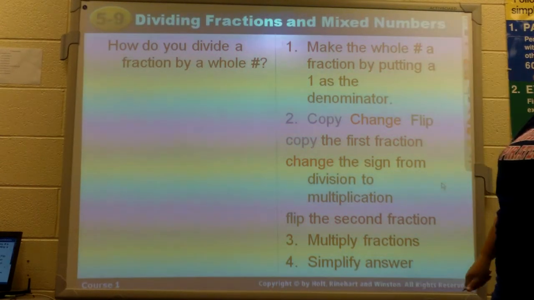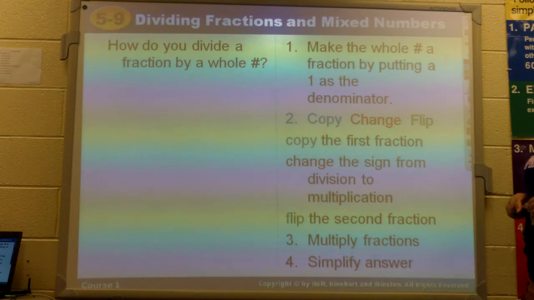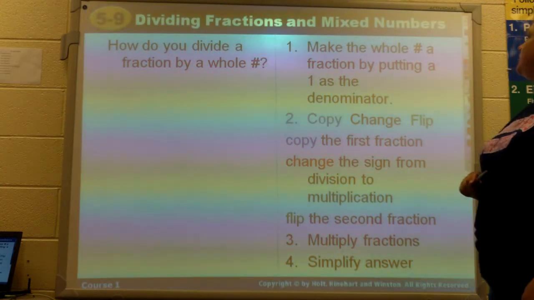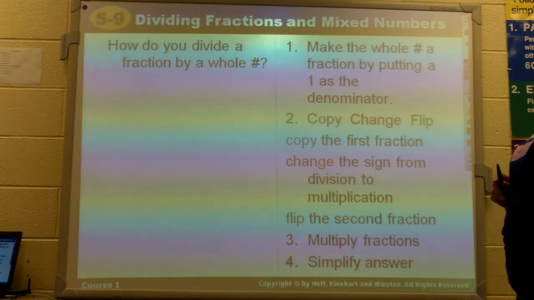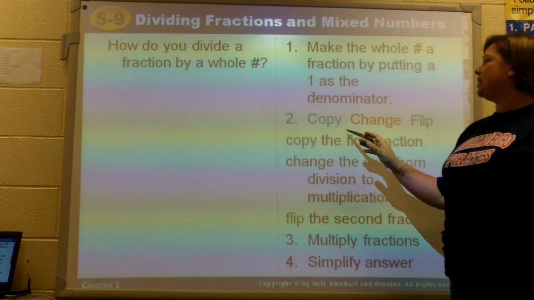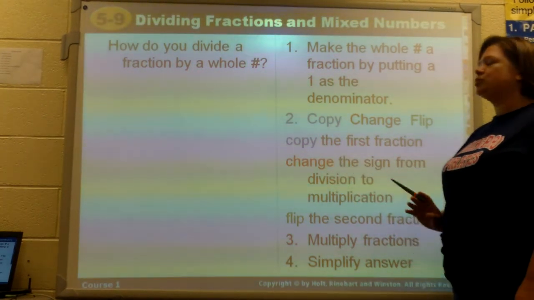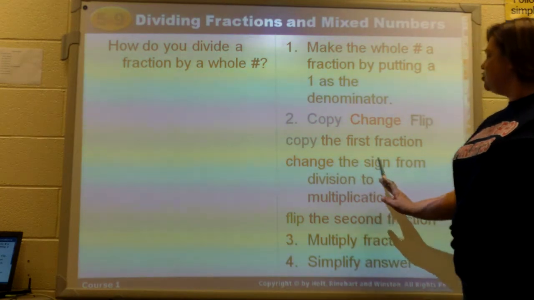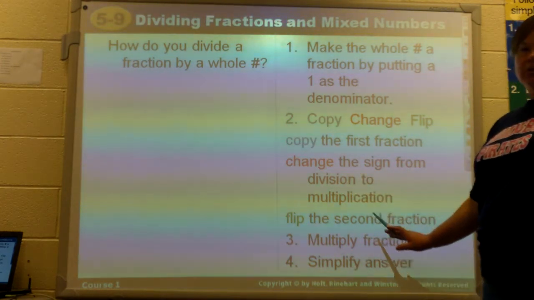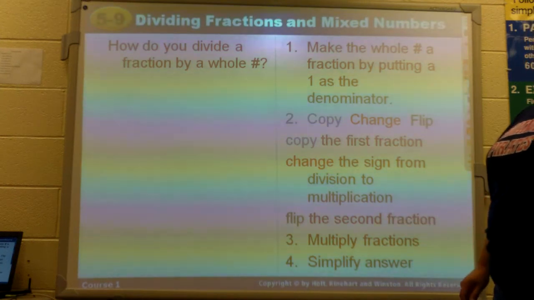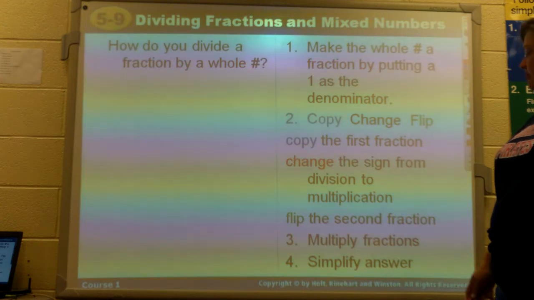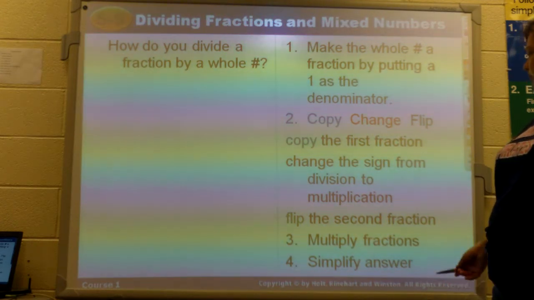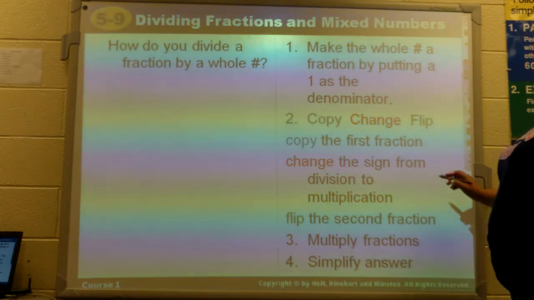Our steps to divide a fraction by a whole number: first, make the whole number a fraction by putting a 1 under it, just like we did with multiplication. Step 2, copy, change, flip. That's the phrase you want to remember. You're copying the first fraction exactly like it is, changing the sign from division to multiplication, and then flipping the second fraction to the reciprocal.